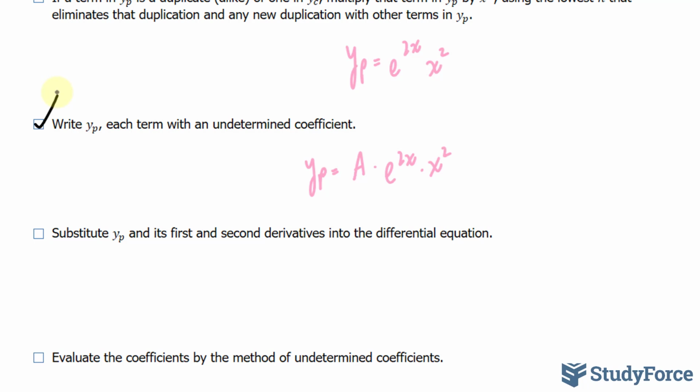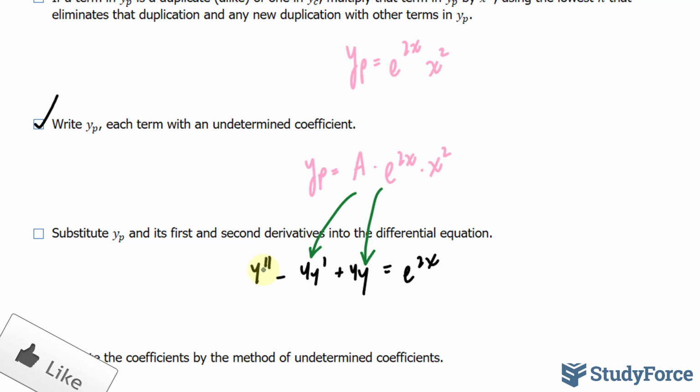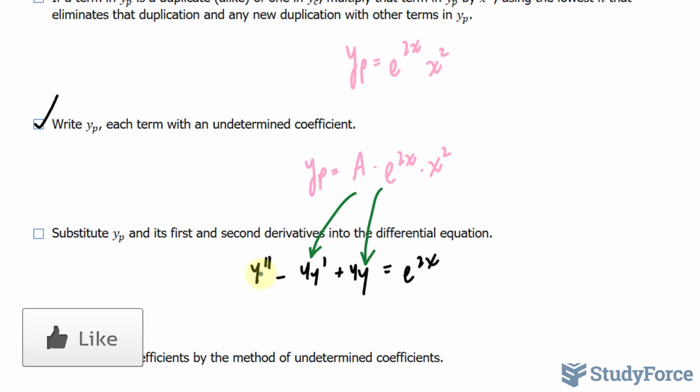According to this, we have to substitute y sub p and its first and second derivative into the differential equation. So our differential equation looked like this. I'll substitute this into here, the first derivative of this into there, and the second derivative of this equation into there. So let's find the first derivative.